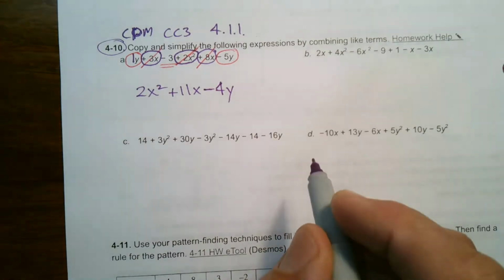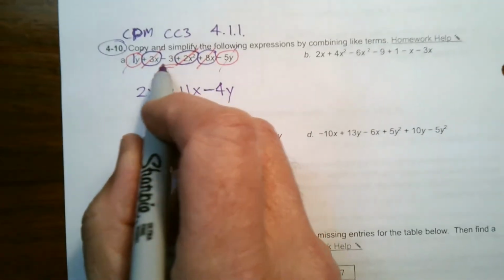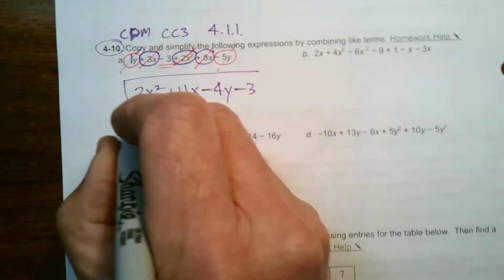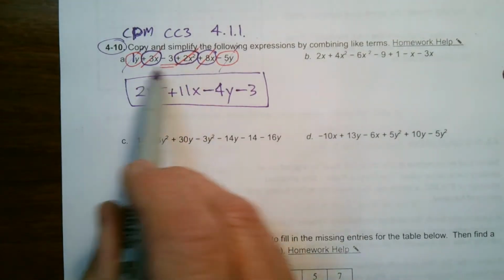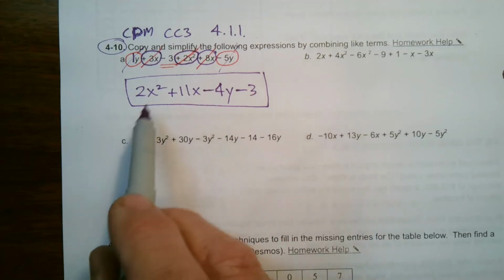So I'm just going to put a minus 4y. And now I'm done with those. And the last thing is just this minus 3 is all that's left. And there's no other constant to add that to. So that's as far as I can go right there. So that's the simplified version of A, combining what terms can be combined.